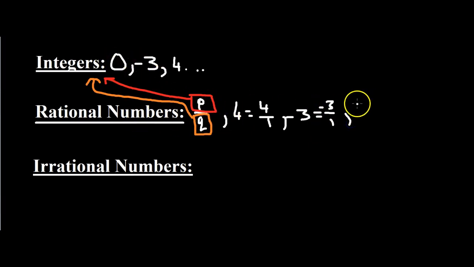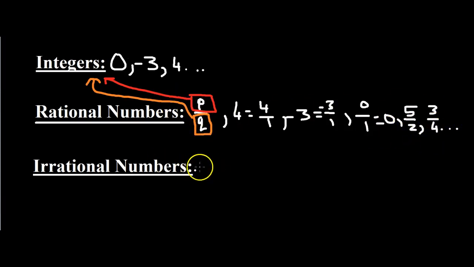0 is also a rational number because 0 over any other number apart from 0 itself, so 0 over 1 equals 0, therefore it's a rational number. So you can see that all integers are rational numbers. However, there are also rational numbers which are not integers, such as 5 over 2, 3 over 4, and any fraction basically. All fractions are rational numbers.